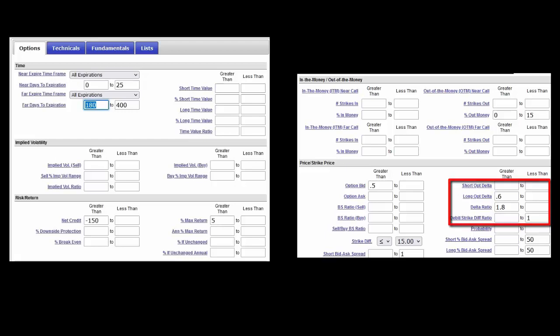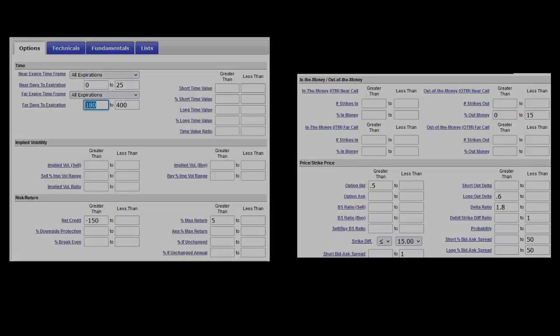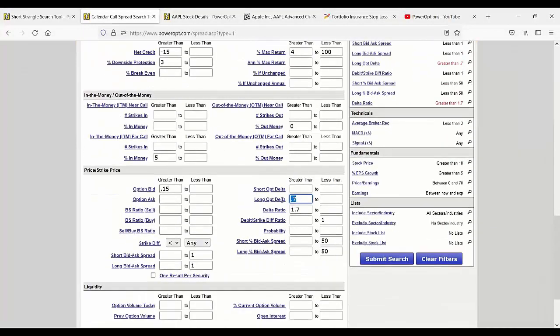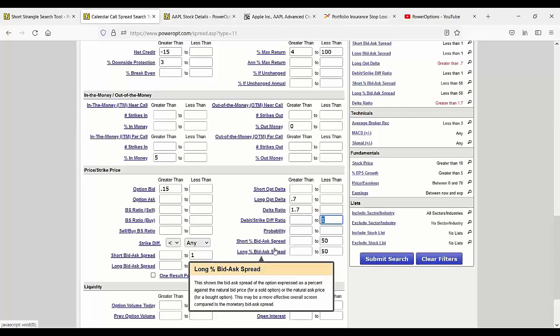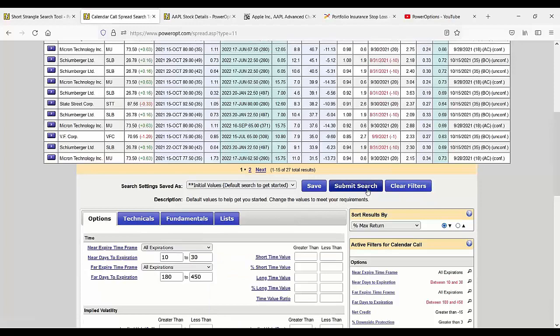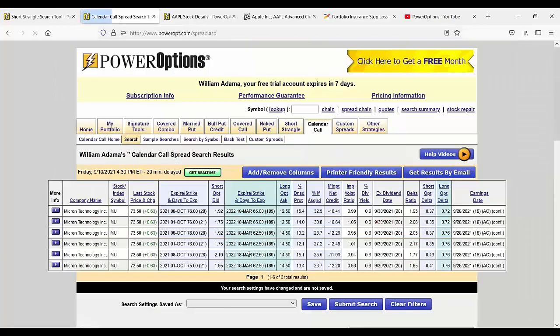And I'm going to look for some other basics. You know, I want a minimum option bid of 15 cents. I want to be about 5% in the money with the long call. But on this calendar, I'm shading the expiration based on what I need, but long option delta of 0.7, delta ratio of 1.7, and debit to strike difference ratio of less than 1. What is this field, Gustavo? Let's take a look. I'm going to change these parameters and run the search real quick.